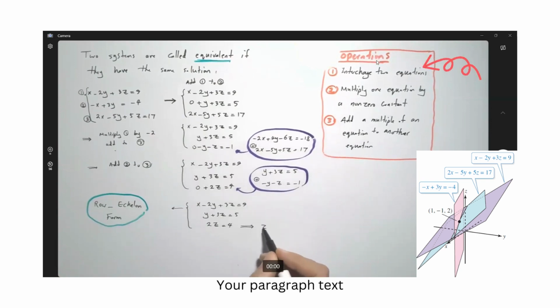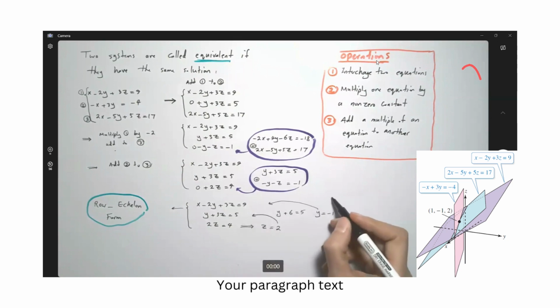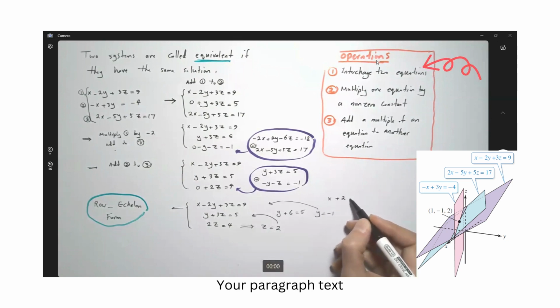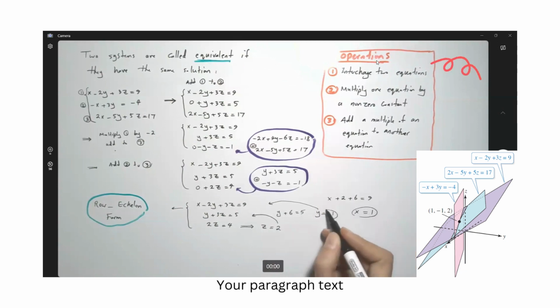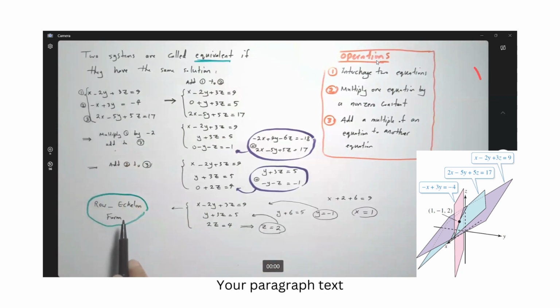From the last equation, z becomes 2. If I substitute that in the second equation, y plus 6 is 5, or y becomes negative 1. If I substitute both of these in the first equation, I get x plus 2 plus 6 equals 9, or x becomes 1. So we just solved this system of equations by using the operations and converting it into row echelon form with leading term 1, and the solution is 1, negative 1, and 2.